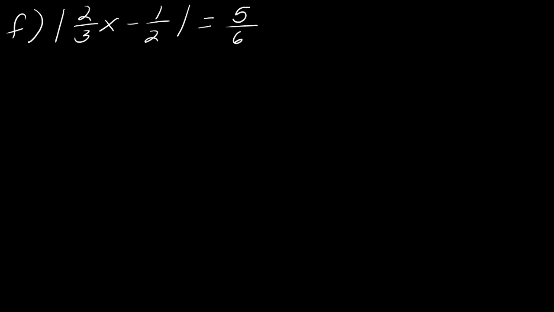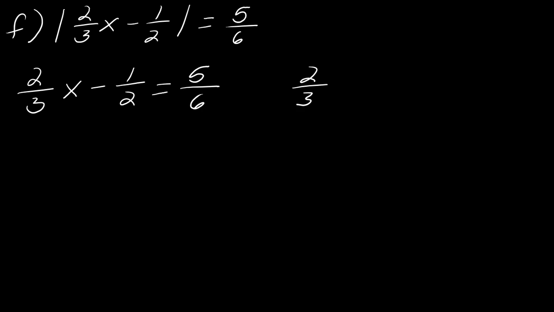Okay, so now we have some fun with fractions here. So I have this absolute value of 2/3 x minus 1/2 equals 5/6. So this is in the right format. So the first thing that I'm going to do is go ahead and set up the two problems. And then I'm going to get rid of the fractions because nobody wants to deal with those.